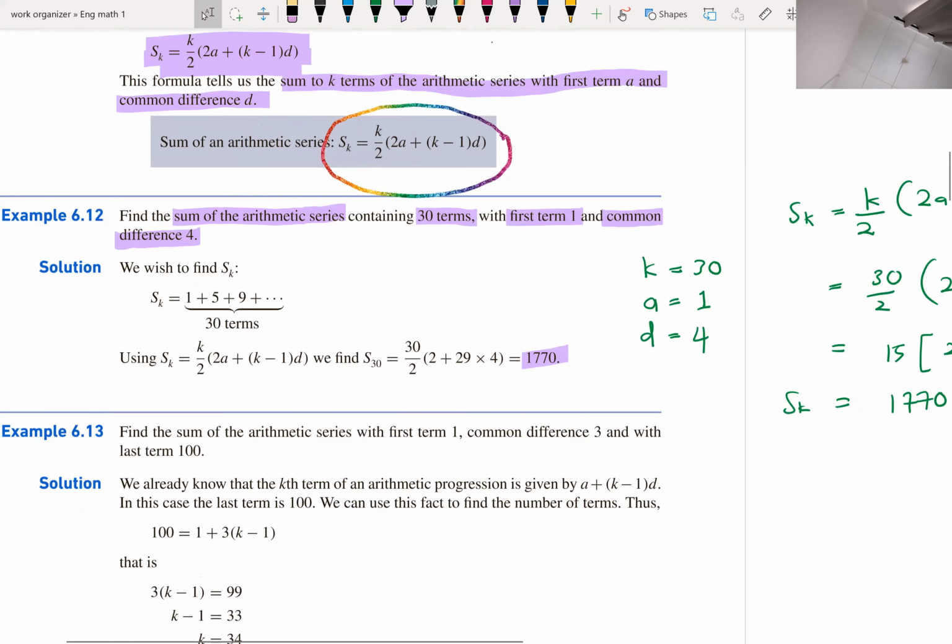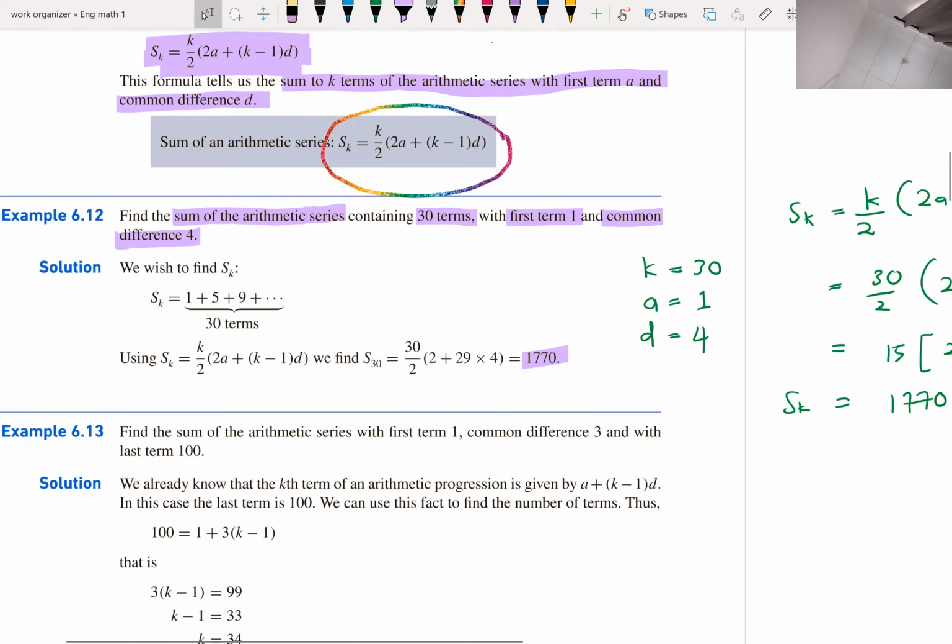So how do we do this one? We know that the last term is equal to the formula for the last term. So just write down the given input first. A will be the first term, which is 1. D is 3. Last term is 100. So, do we know what is the formula for the last term?